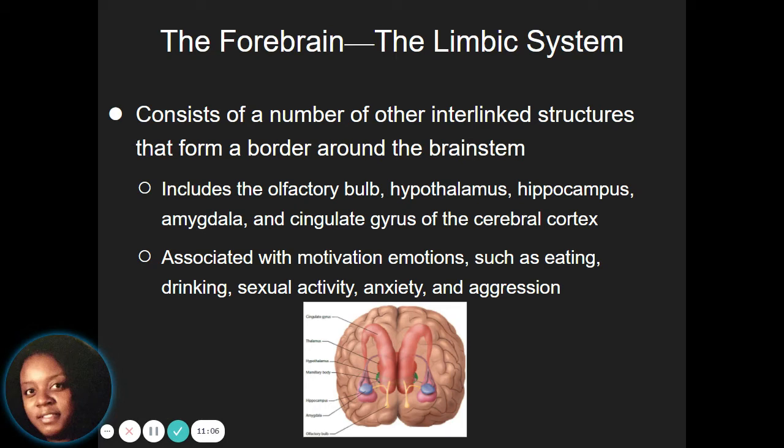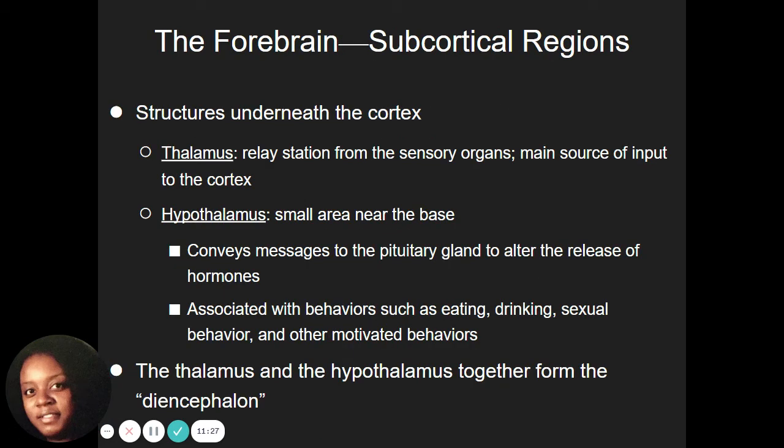Your limbic system is responsible for your emotions. There are various interlinked structures that help form the border, including all of the structures that you see there listed, but your limbic system's main role is in emotional responses.